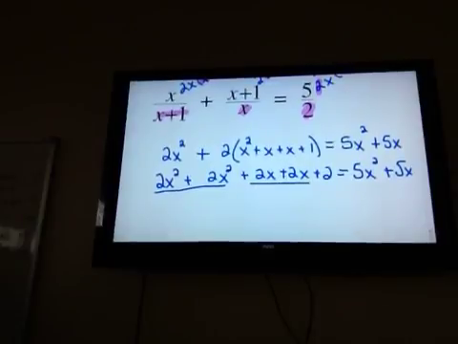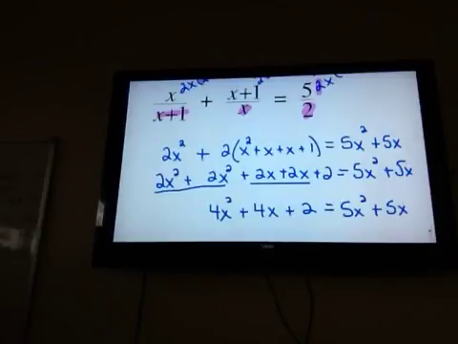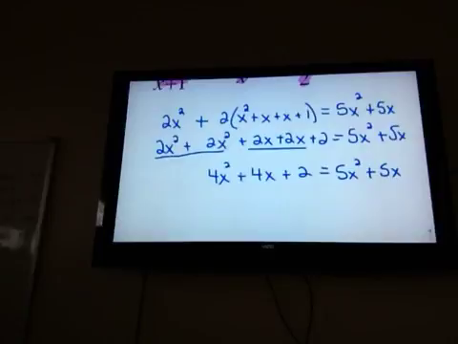Let's collect our like terms. Is it okay if we collect them before? Yeah. 4x squared plus 4x plus 2 is 5x squared plus 5x. We are going to end up with the square. They don't cancel out. So I need to get it equal to 0.